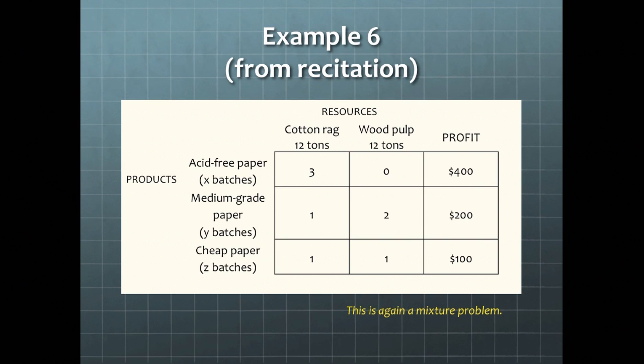There are recipes also for the medium grade paper and the cheap paper, and also I'm showing you the profit you make for 1 batch of each. For example, the profit in making 1 batch of medium grade paper is $200. Now, this is again a mixture problem. It's exactly the kind of problem we've solved in all the other examples except the example involving the vitamins. And we solve it in the usual way.